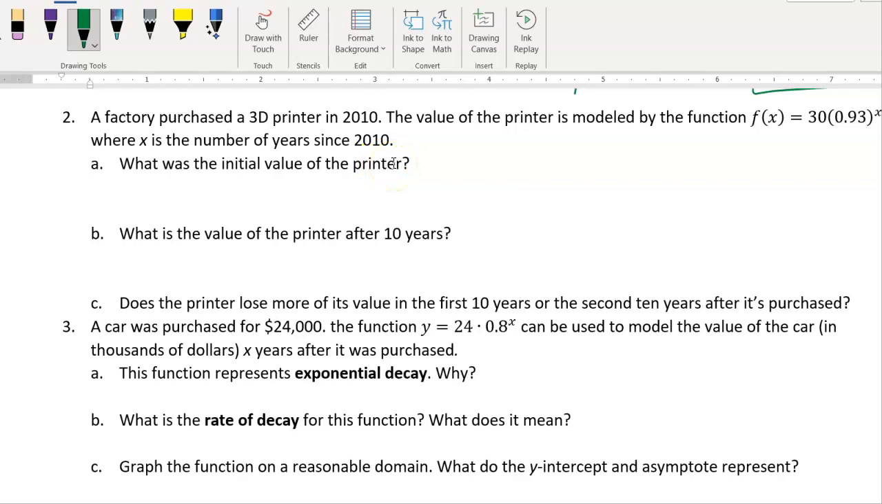So remember, A represents our initial amount. So we can easily see that, well, the initial amount is 30. So the initial value of the printer would be $30. What is the value of the printer after 10 years? Well, we would just put 10 in for x. When you do that, you get $14.50.